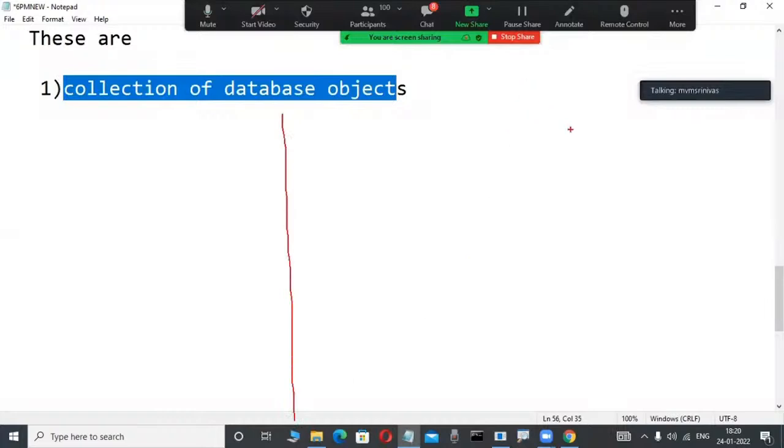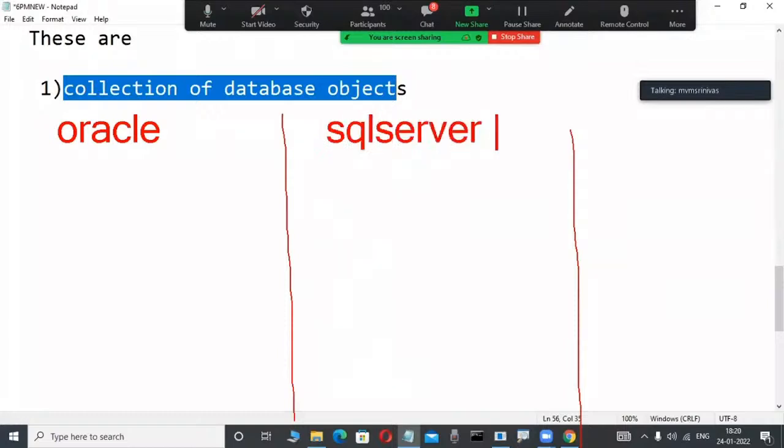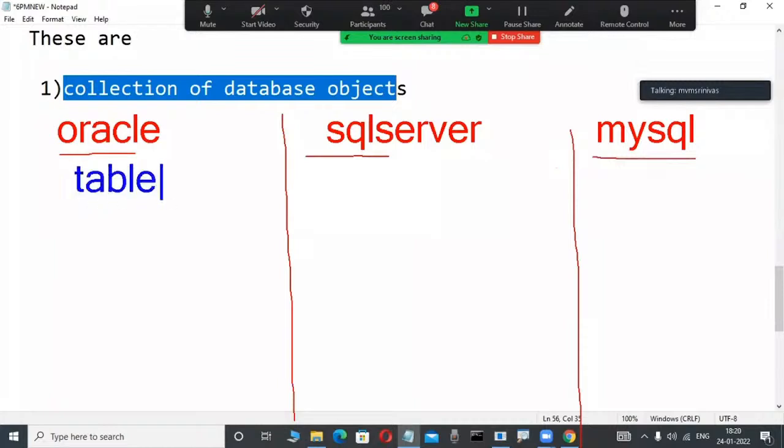Even if you are a first-time newcomer, you can understand. Suppose you are learning an Oracle course. Oracle is a relational data model product. Suppose some other fellows are learning SQL Server, which is a relational data model product. Again, MySQL is a relational data model product from a different company. But in Oracle, which database objects are available? A first-time newcomer may have an idea: table. Table is a database object. Here also table is there, in SQL Server, and in MySQL also.